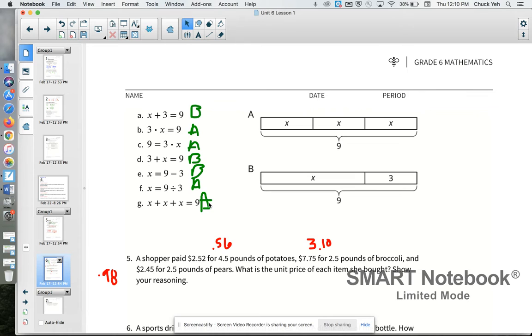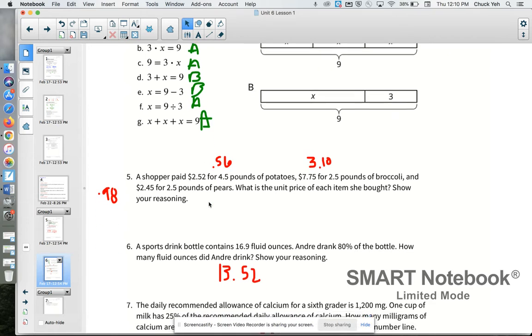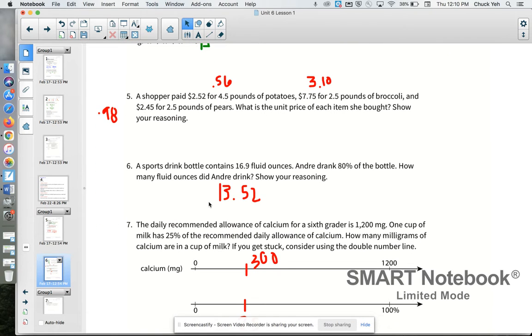All right. If you have any questions, message me on campus so I can explain it more. All right. 5, 6, and 7, you guys did a pretty good job on it. You were supposed to find the unit price. So that would be 56 cents a pound. This would be $3.10 a pound. And this would be 98 cents a pound. And then make sure you show your reasoning. All right. Make sure you show your reasoning here.